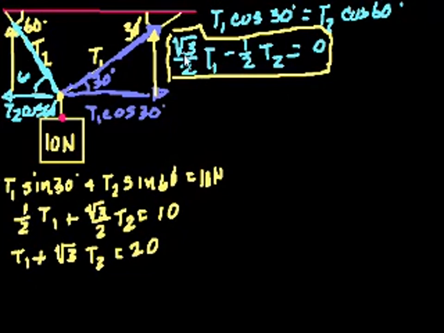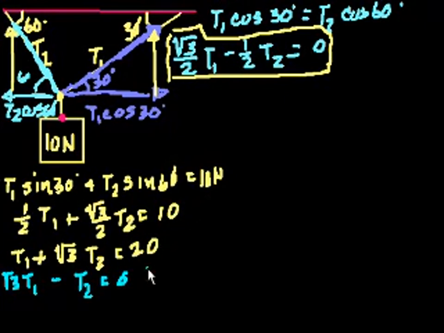So this original one we got, if we multiply this whole thing by 2, I'll do it in this color so that you know it's a different equation. If you multiply square root of 3 over 2 times 2, I'm just doing this to get rid of the 2's in the denominator. So you get square root of 3 T1 minus T2 is equal to 0, right? Because 0 times 2 is 0.